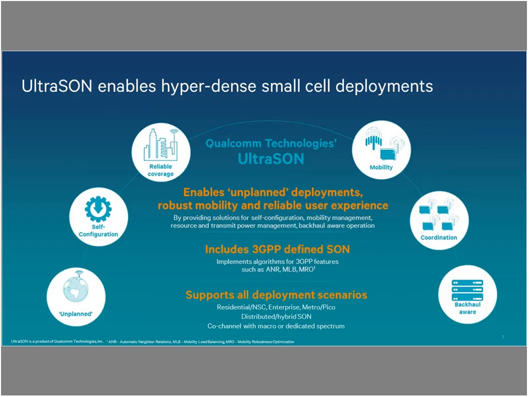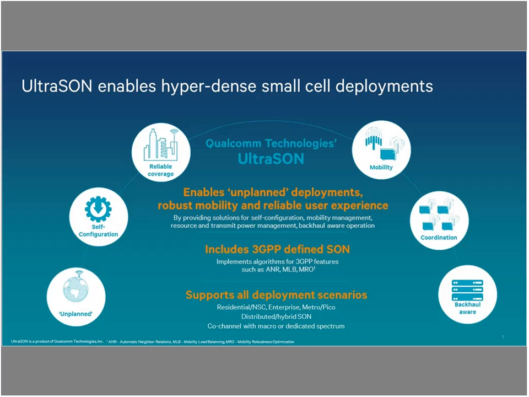Let's go to the next slide. One of the technologies that Qualcomm has implemented is what we call UltraSON. It's a suite of software that assists in deploying small cells in a somewhat unplanned, hyperdense fashion. One of the things that held back small cell growth in the past is the need to send a technician out to configure them, and the labor cost ends up being higher than the cost of the actual small cell.